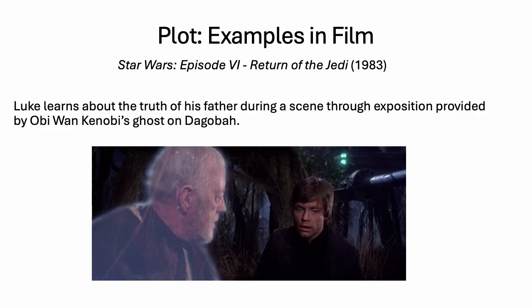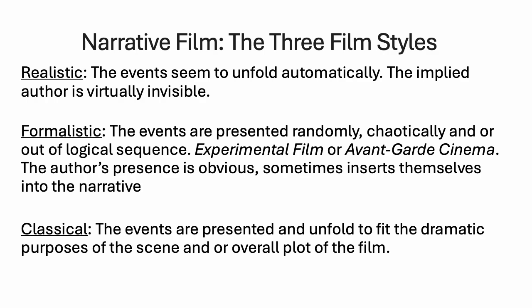So let's now look at the three film styles and how it applies to narrative film. We'll start with the realistic. In the realist style, the events seem to unfold automatically, and the presence of the author is invisible. These events are usually presented in chronological order and have some sort of cause and effect relationship.